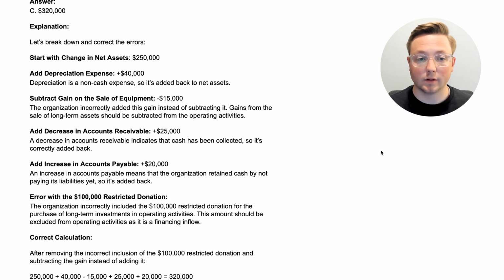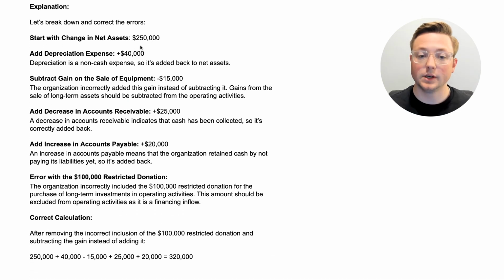But we just looked at all of this, and it should be 250 plus 40, oh, it's down here, less 15 plus 25 plus 20, that gives you $320,000 in the end. That's the correct calculation. So this is something that you'll have to kind of look for, especially I bet you would see something like this more in a sim where you have to look through what they did, look through the different transactions and pick out what they did wrong. So make sure you pay attention to how to calculate it correctly. And by calculating it correctly, you can more easily see the errors that somebody might have committed.